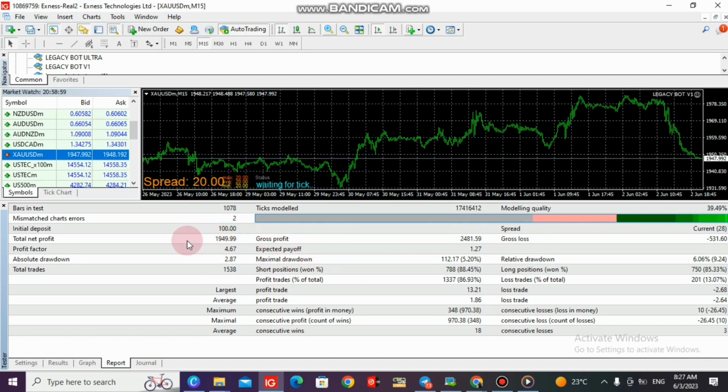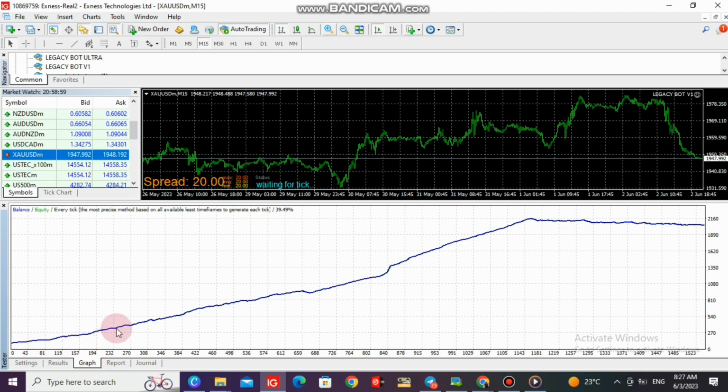We actually have the bot made $1,949, and its drawdown was 5.20%. That is basically low on a $100 account. That is pretty low. And let's look at the graph. It actually grew quite nice.